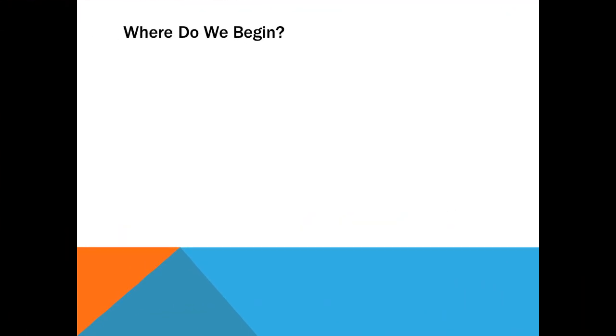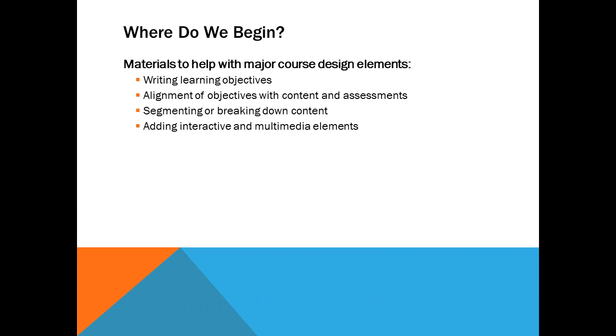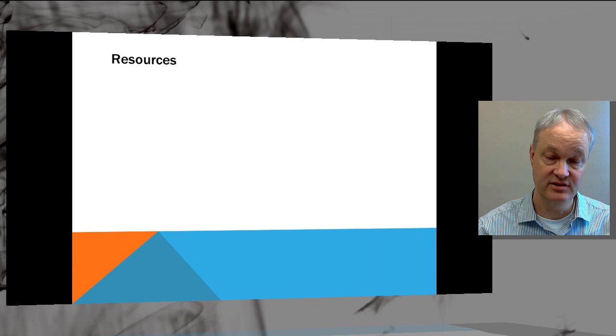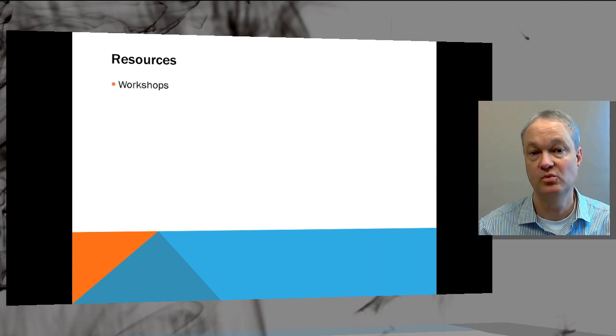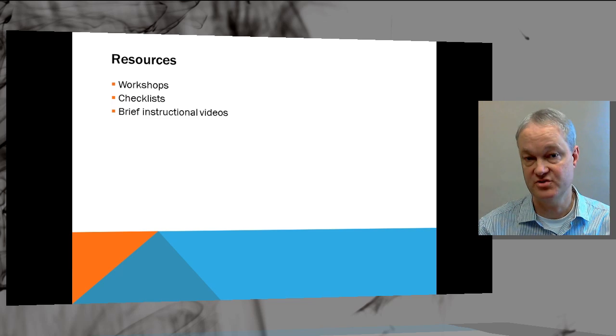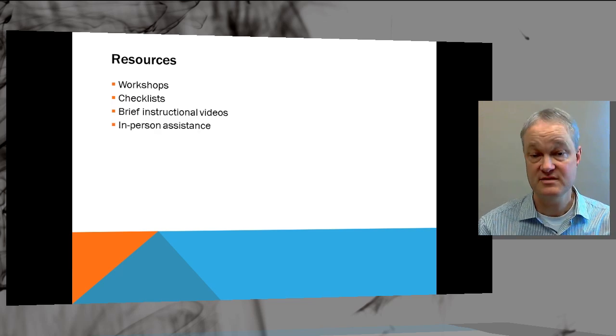So where do we begin? We're starting with materials aimed at helping you with major course design elements. Things like writing learning objectives, alignment of your objectives with content and assessments, segmenting and breaking down your content, and adding interactive and multimedia elements to your course. We'll build a variety of resources and let you select what works best for you, whether it be workshops, checklists, brief instructional videos, or in-person assistance.